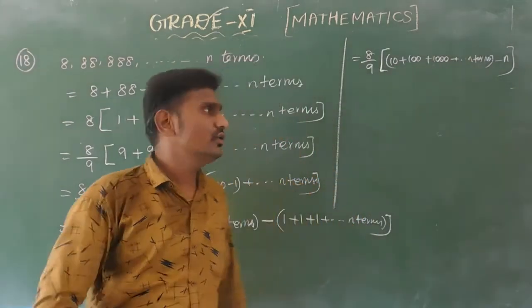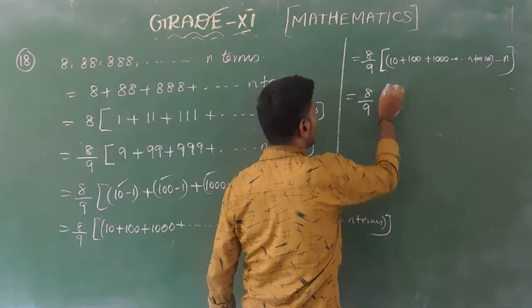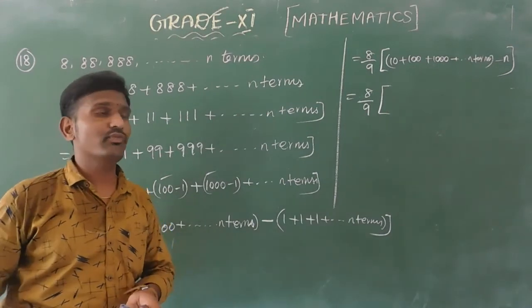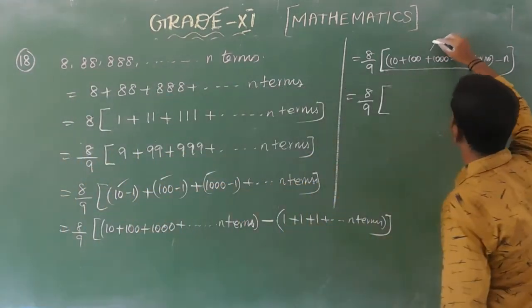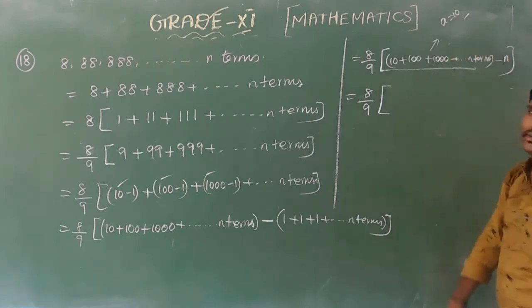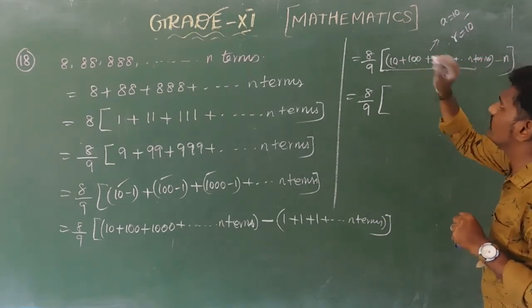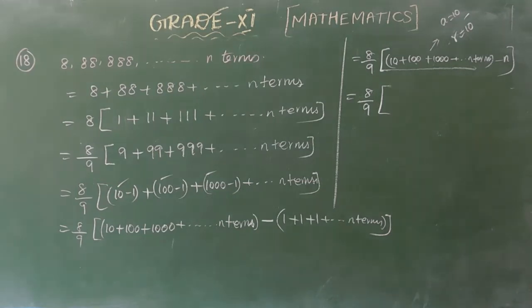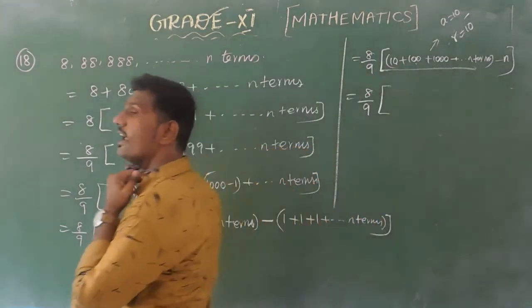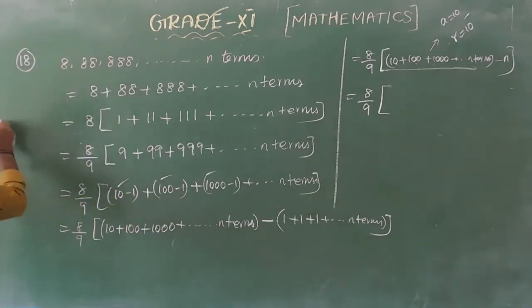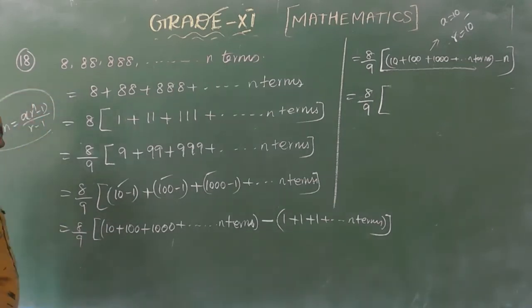Yes, student. Now, the final step I am going to do 8 by 9 into, see, 10 plus 100 plus 1000 up to n terms. So, from that sequence, I am going to take a equal to 10, the first term, and you have a common ratio that is also 10, because a2 divided by a1, 100 divided by 10, so that is 10 only. The value of r is 10, which is greater than 1. So you should use the formula of Sn equal to a into r power n minus 1 divided by r minus 1.